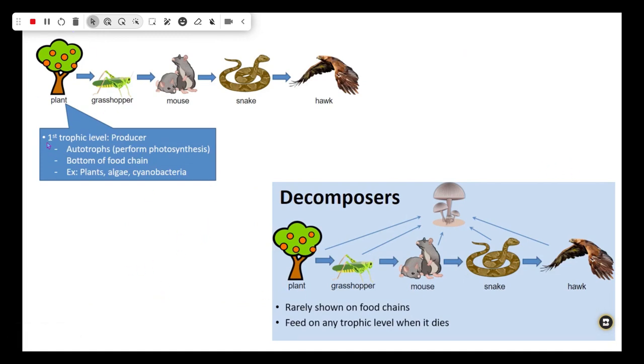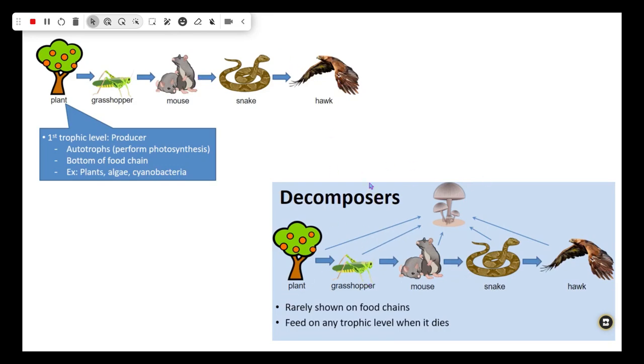So we have our first level, our producer, right? They're called autotrophs, right? They automatically create their own energy. They don't need to eat anything. They're considered the bottom of the food chain, the base of the food chain, but they're the most important. They carry all the energy. Everything else depends on it for energy, whether they're eating it directly or indirectly. Okay.